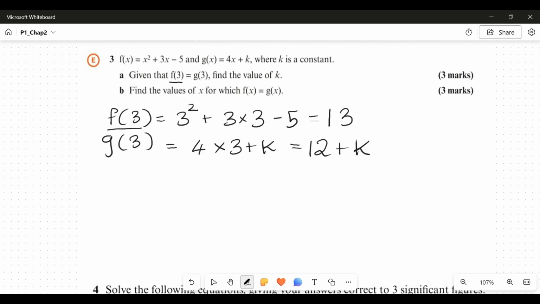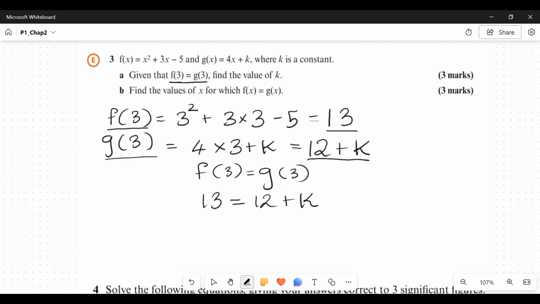Now that we have found f of 3 and g of 3, we can use this, which says f of 3 equals g of 3. So if f of 3 equals g of 3, that means these answers, 13, must equal 12 plus k. So 13 equals 12 plus k. Now to find k, we can put 12 on the other side of the equation. So 13 minus 12 equals k, and that's 1. So 1 equals k, which means k equals 1.